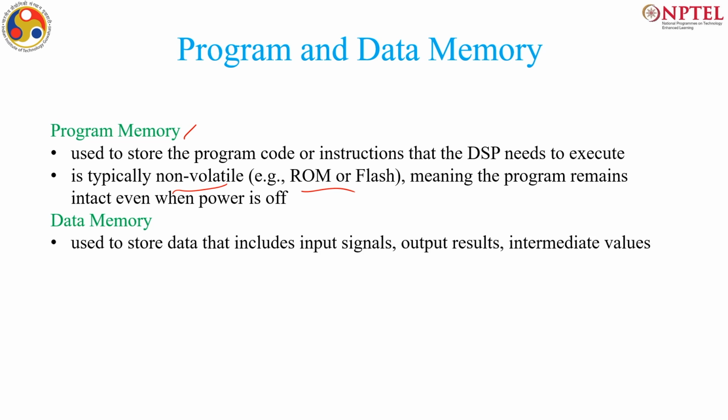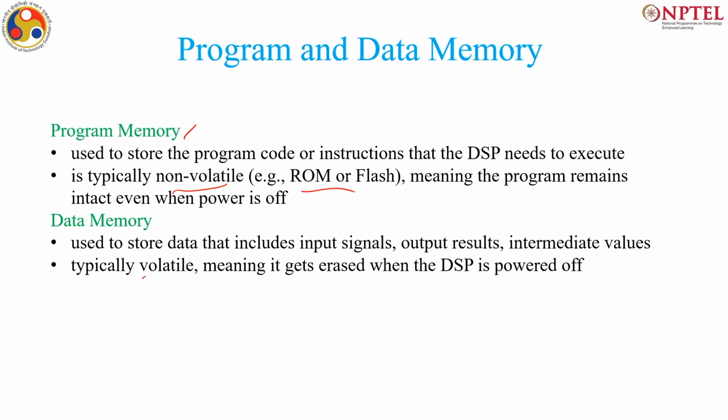Then data memory is for storing the temporary data, like signals which are coming and going and which are changing from time to time, and this is typically volatile in nature, and it has to be because it is changing. So whenever the DSP is powered off, you lose all the information unless you store it in a permanent drive.